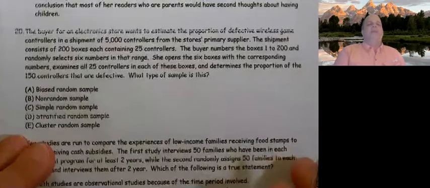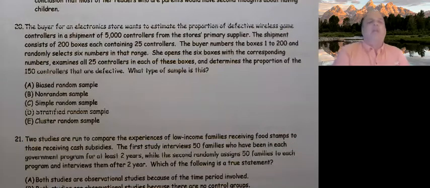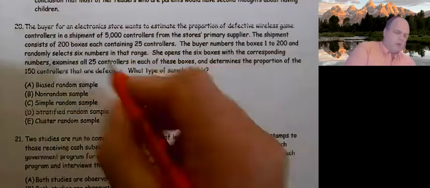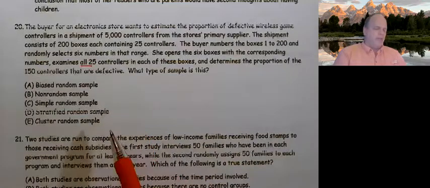Number 20. The buyer for an electronics store wants to estimate the proportion of defective wireless game controllers in a shipment of 5,000 controllers. The shipment consists of 200 boxes. So basically you have 200 boxes with each containing 25 controllers. The buyer numbers the boxes 1 to 200 and randomly selects 6 numbers. She opens the 6 boxes with the corresponding numbers and examines all 25 controllers. That's a key word. All right. And determines the proportion of controllers that are defective. What type of sample is this?